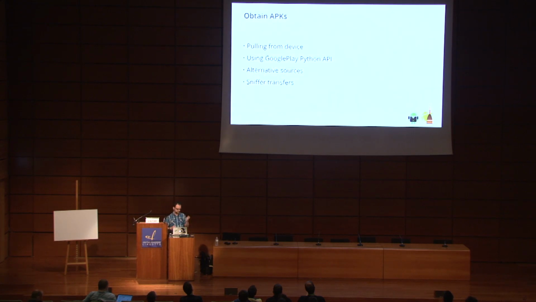How to obtain the APKs? I have put here 4 examples. There are probably more. You can pull it from the device. If the device is rooted, you just connect the device, use ADB pull with the APK name, and then you have it on your laptop. You can use the Google Play Python API. It's an API that you can download and pretty much authenticate, send your request, and download the APK. Alternative sources: if you go to Google and type something like download APK, you will get 100 websites. And with a sniffer, if you use Wireshark, you can put your Wireshark between your device and the Wi-Fi network and capture the APK when it's being downloaded.